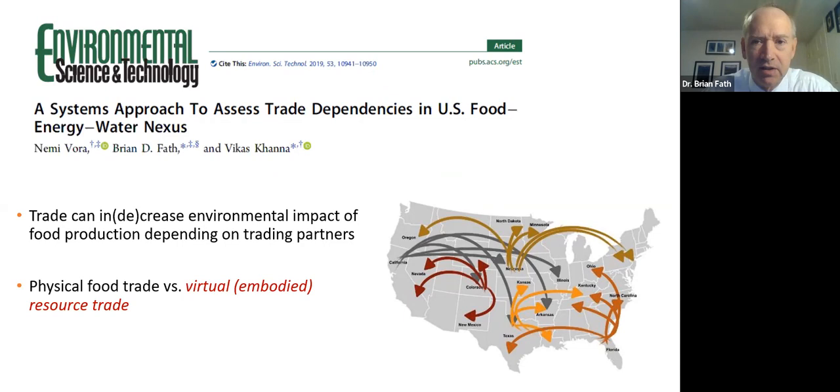And she was looking at a trade, food trade, particularly grain and meat trade in the United States. And she was really looking at a food-energy-water nexus of all three layers, and looking at how much embodied water and energy shows up in the food trade, right? So that's how all three layers are there.